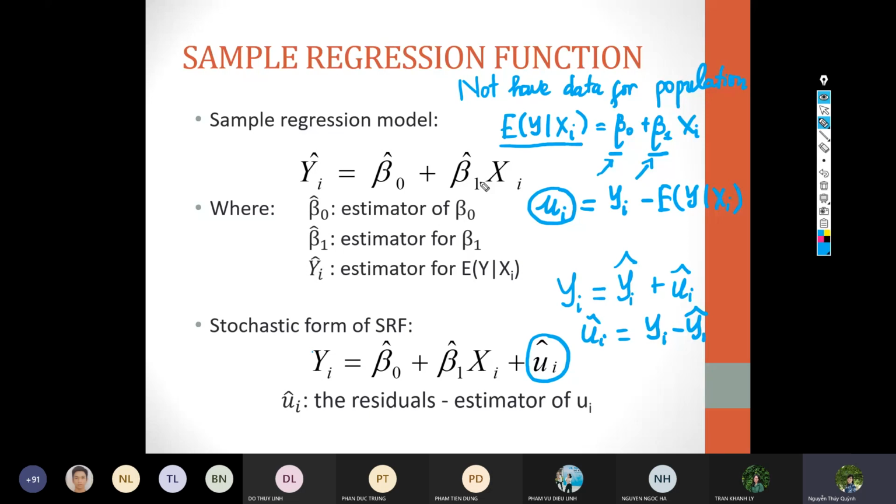Okay, so how can we do that? Maybe in the next lectures, we will talk about how to calculate the exact value of beta 0 hat and beta 1 hat. All right. Next.